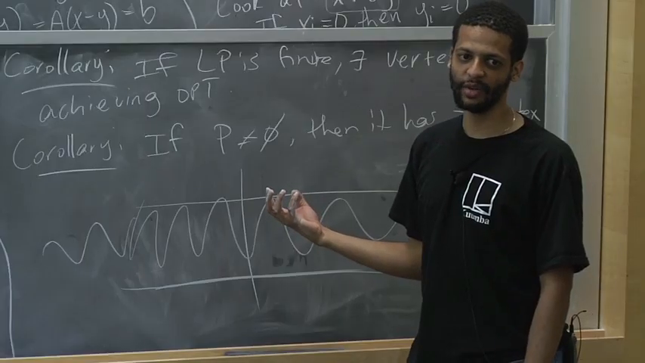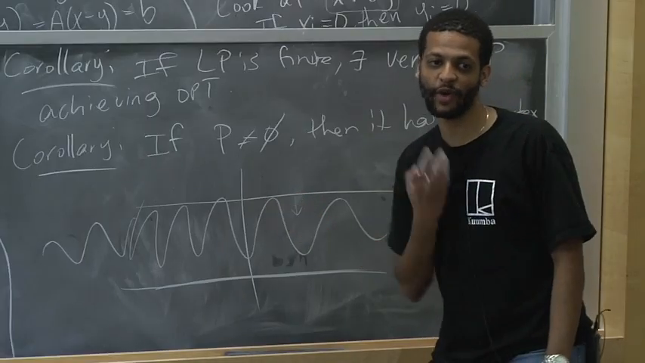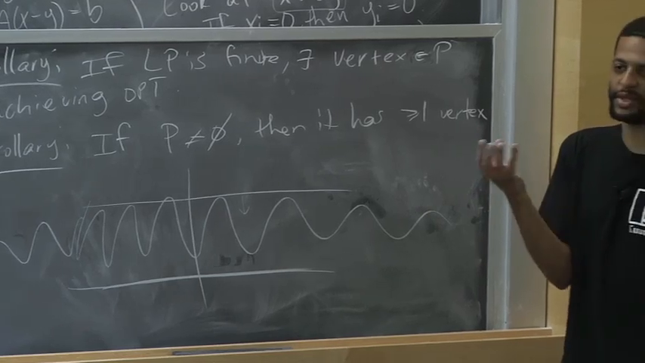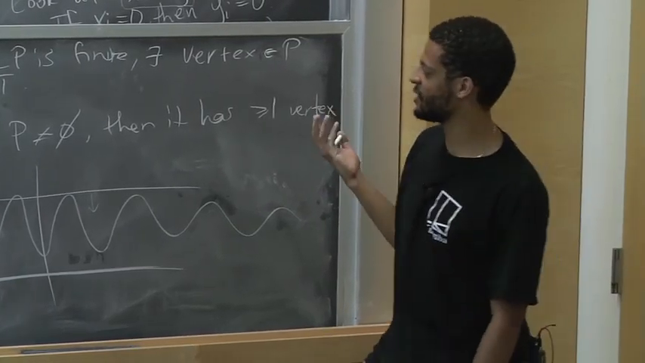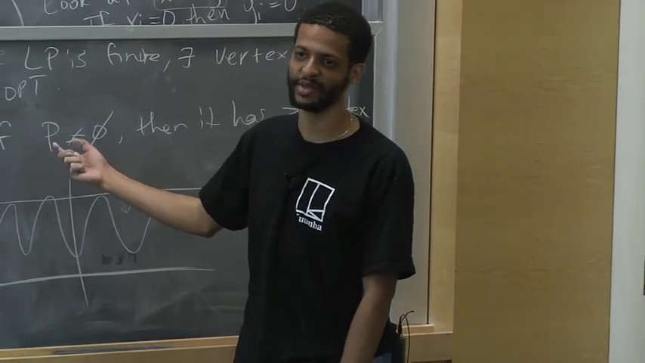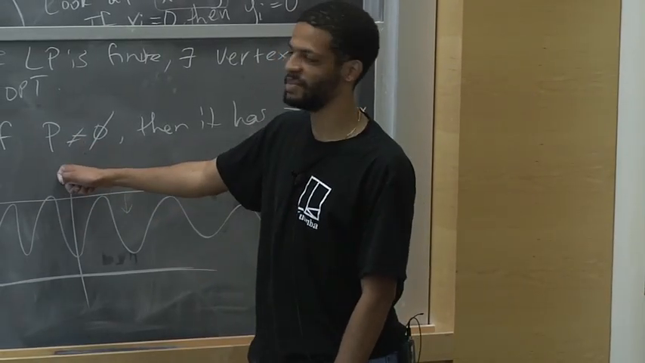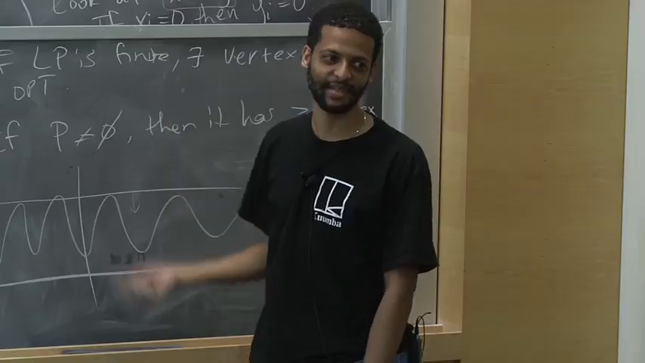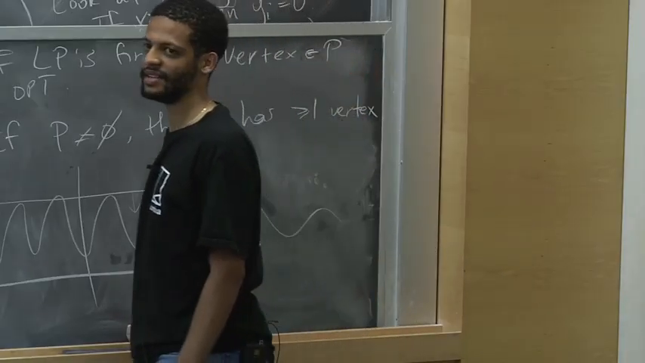Why? Well, we know that for any objective function, there is a vertex achieving opt for that objective function. So just make up one. Consider the objective function minimize 0 transpose X subject to X in P. That has a vertex achieving opt. So that's a vertex that's in P. Okay, so yeah.